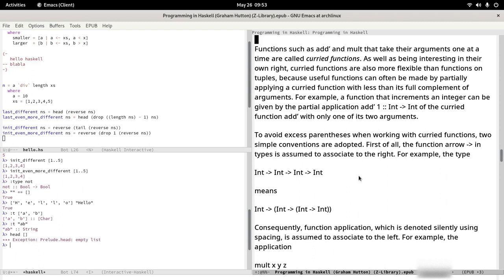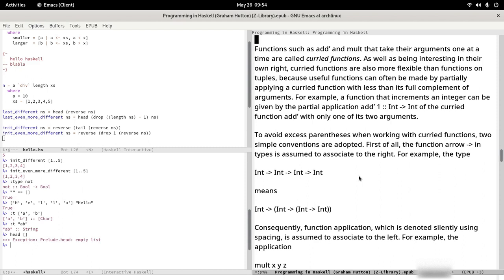Are called curried functions. As well as being interesting in their own right, curried functions are also more flexible than functions on tuples, because useful functions can often be made by partially applying a curried function with less than its full complement of arguments. For example, a function that increments an integer can be given by the partial application add' 1 of the curried function add' with only one of its arguments.